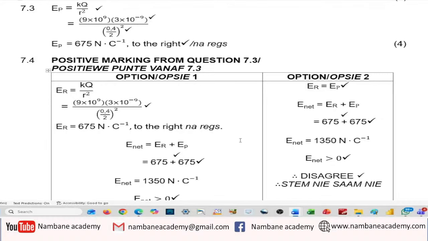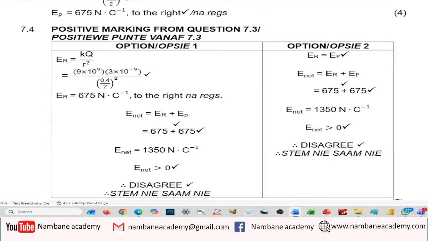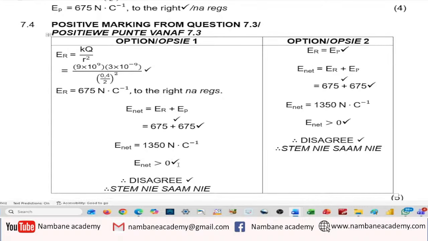Learners will then realize, okay, because when you place a positive test charge there, it will be attracted by R because R is negative. So the electric field at point X due to P and due to R, they are both to the right. Hence, the net electric field at point X due to R and P will be 675 from 7.3 plus the 675 that we will have calculated here. And it will give them 1,350 newtons per coulomb, which is greater than 0. And they must conclude and write E net is greater than 0. The learners concluded that E net is 0. So E net is greater than 0. Therefore, we disagree with the statement.